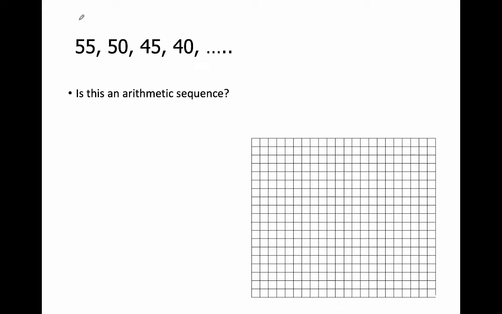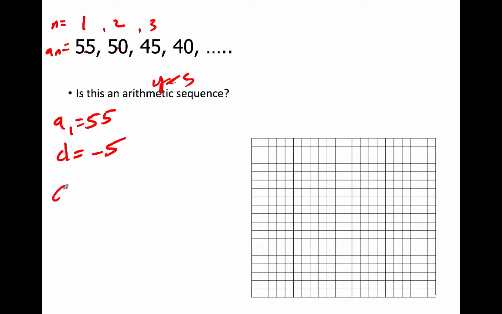When they give you n equals 1, and then a sub n equals, the first term is 55, the second term is 50, the third term is 45. So a1 is 55. The common difference, I'm going down 5 each time. Is this arithmetic? Yes. Write the formula for the arithmetic: a sub n equals the first term plus n minus 1 times the common difference, which was negative 5. If you wanted to graph this, if I said this was going to be at 1, I would go 5, 10, 15, 20, 25, 30, 35, 40, 45, 50, 55. So let's call that 55.